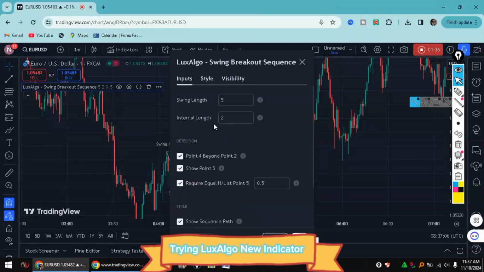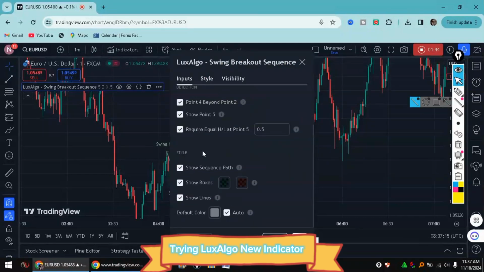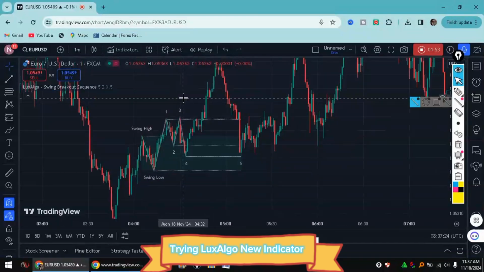I want you to use these settings whereby the swing length is 5, the internal length is 2, and basically make sure that the detection options are all activated. The style options are all activated as well. And once you do that, you click on OK. Once you click on OK, it's going to appear like this on your chart.